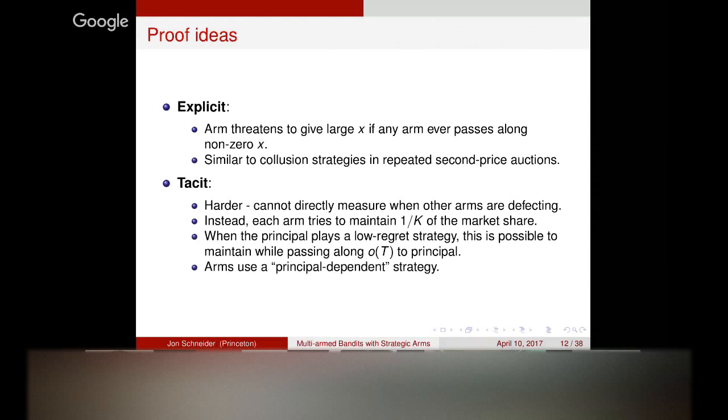So interesting. Is there a threat that if an arm gets excessive market share, you punish it? Is that part of this? That is part of it, yeah. So I'm guessing maybe that violates subgame perfect. It's not clear, because you can still make some amount of money if you're the arm with the higher value. But maybe it violates subgame perfect.